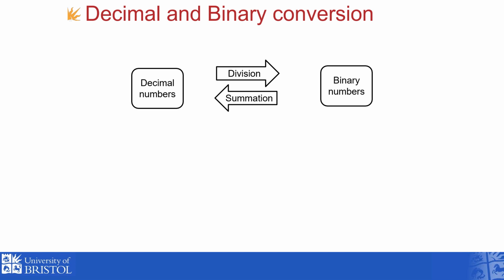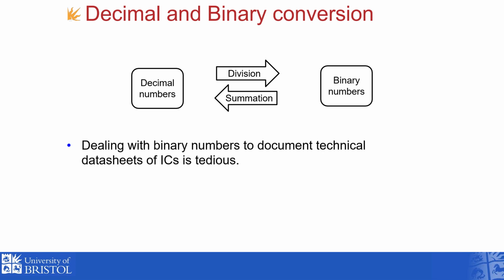So we've already seen that decimal numbers, by division, can be converted to binary numbers. Okay, for the non-fractional part, it's not division, it's multiplication, but you get the point. While from binary numbers, you go back to decimal numbers by means of summation. In general, although this sounds pretty straightforward, dealing with binary numbers to document technical data sheets of, let's say, integrated circuits is tedious. This is because bit strings are long.